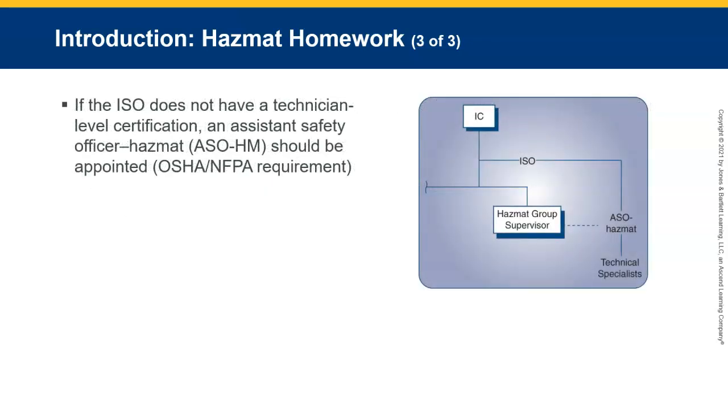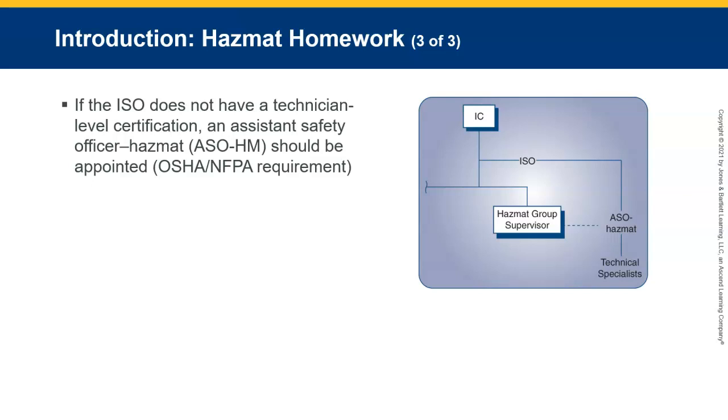Long story short, we'll revisit this again later, but if the incident commander does not have the training that is required for the mitigation of the incident, such as technician level training, they would have to appoint an assistant safety officer, and in this realm, it would be an ASO HM for hazmat. We'll talk about it more on the rescue side, but on that end of the house, it would be an ASO RT for rescue tech if we were to need one of those.